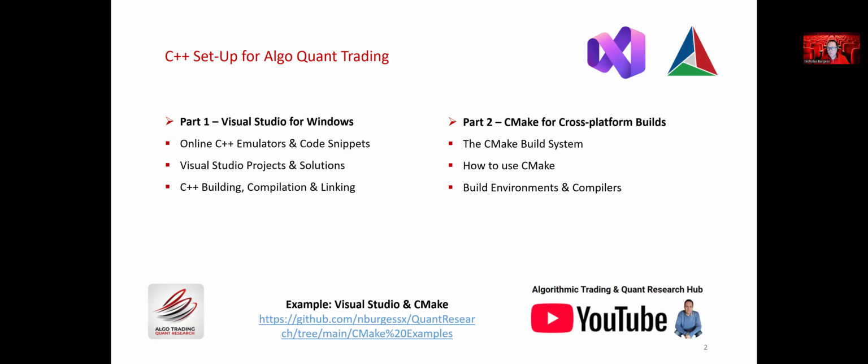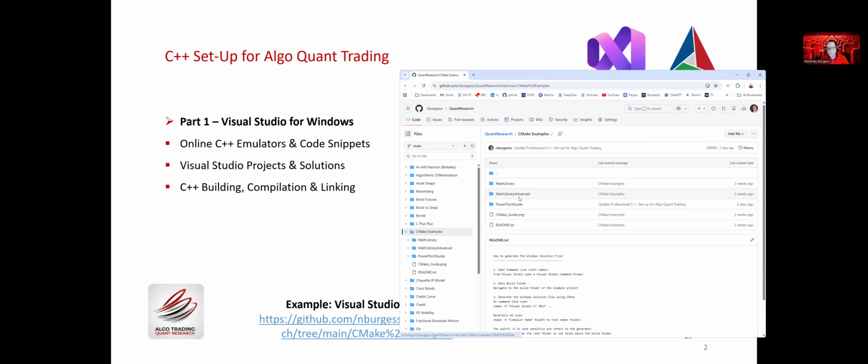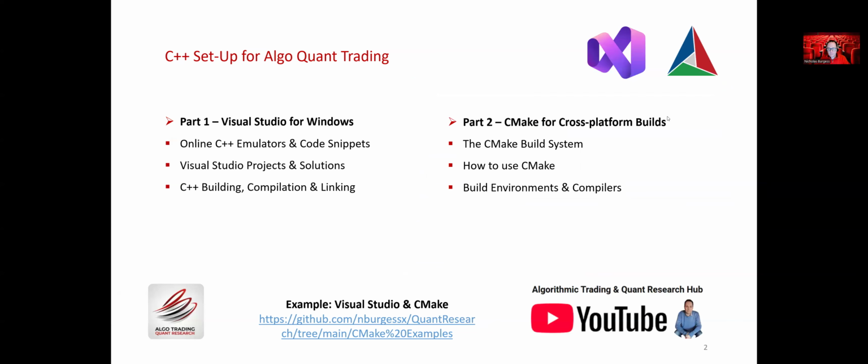So CMake is for cross-platform builds. We're going to talk about the CMake build system, how to use CMake, build environments and compilers. Now, all the example code here has a link at the bottom, and it'll give you an example of how to use CMake for Visual Studio. If you click on the link, it'll take you to the examples, and you'll see PowerPoint reference material in there as well.